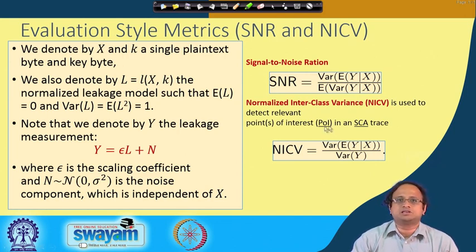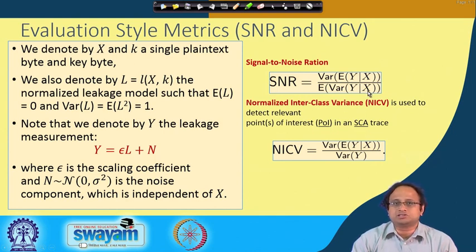The other parameter, which is called NICV, or the normalized interclass variance, is similar to the SNR, except that the denominator has been replaced: from expectation of variance of y given x to the variance of only y. So, you can see that I have just replaced the expectation of variance of y given x with only the variance of y.